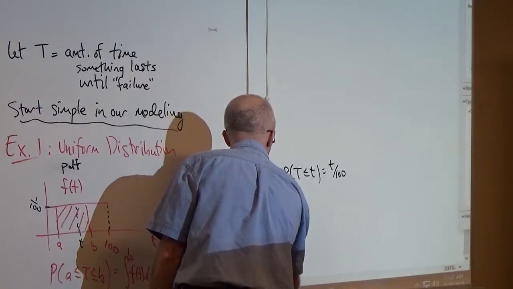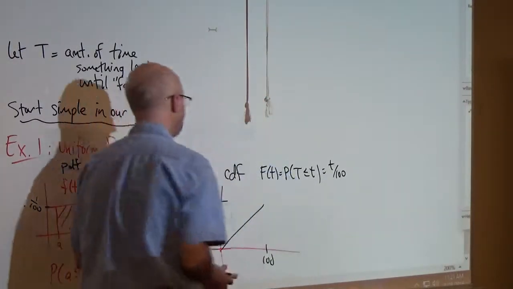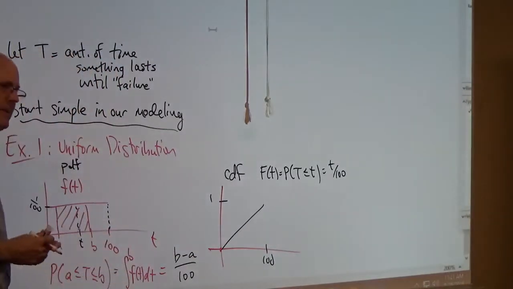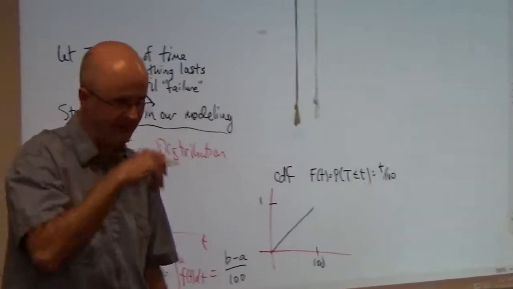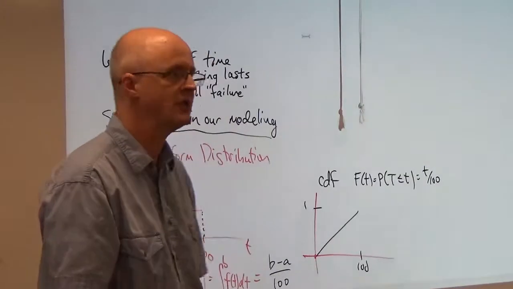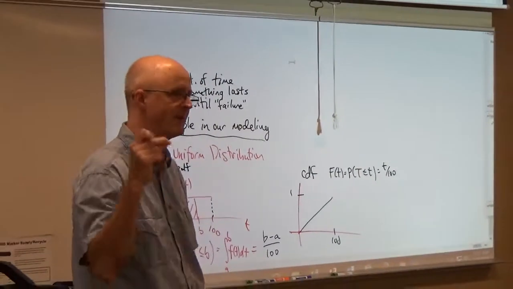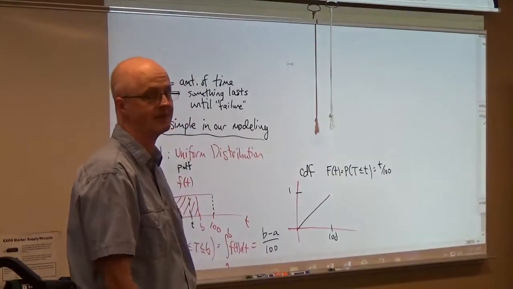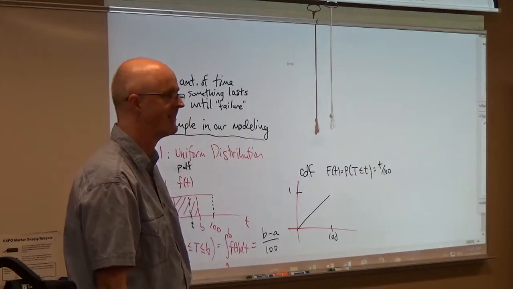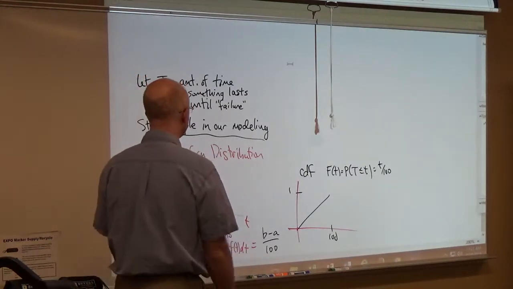It's going to be up to 1 by the time you get to 100. This newborn baby must die by their 100th birthday, okay? According to this model, they have no chance of living past their 100th birthday. The moment they hit 100, they die, if they've lived that long already. Okay? They can't make it past.